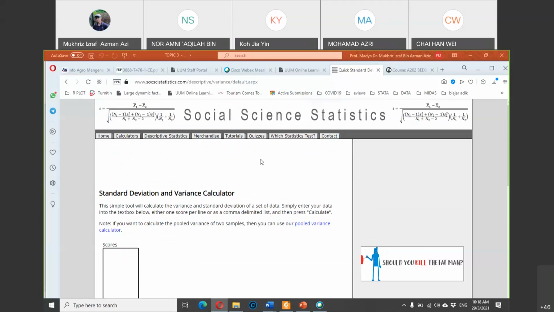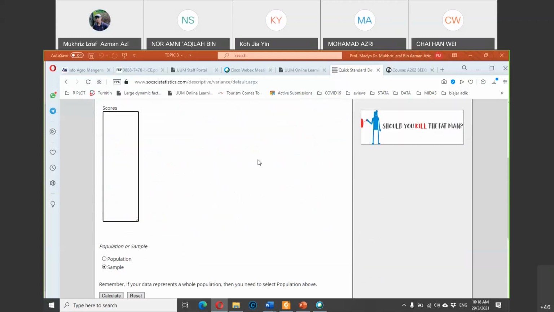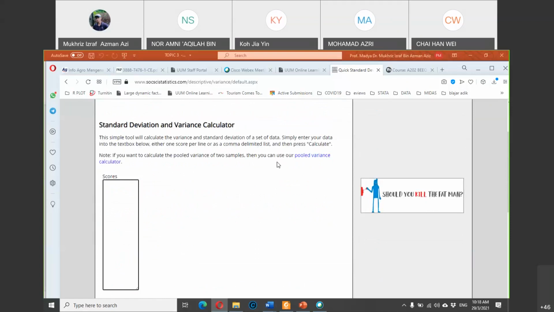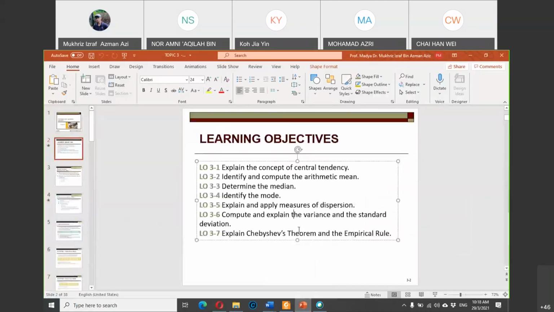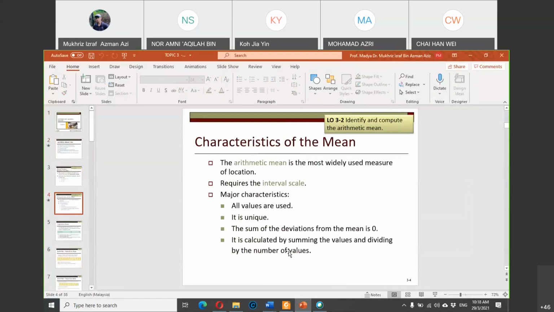So from this week onwards, this is how we're going to do our lectures. You need to be alert, and also keep in mind that we are going to use our ebook a lot from this week onwards. So let me start with the concept of central tendency.